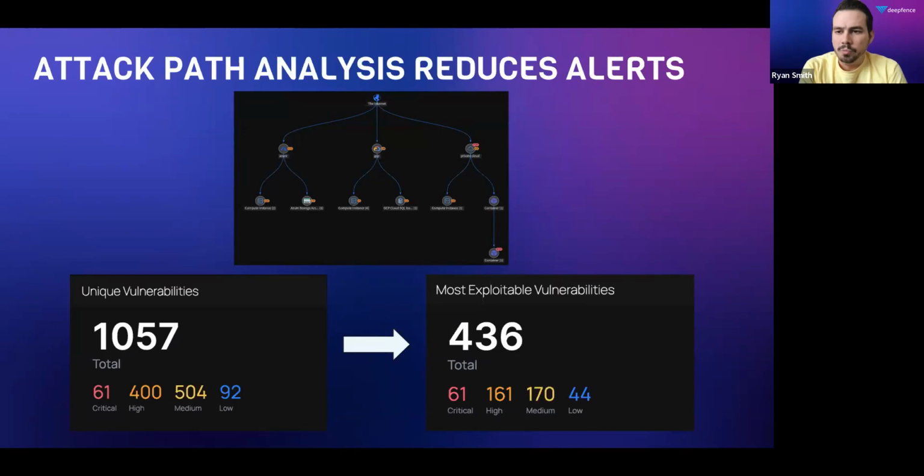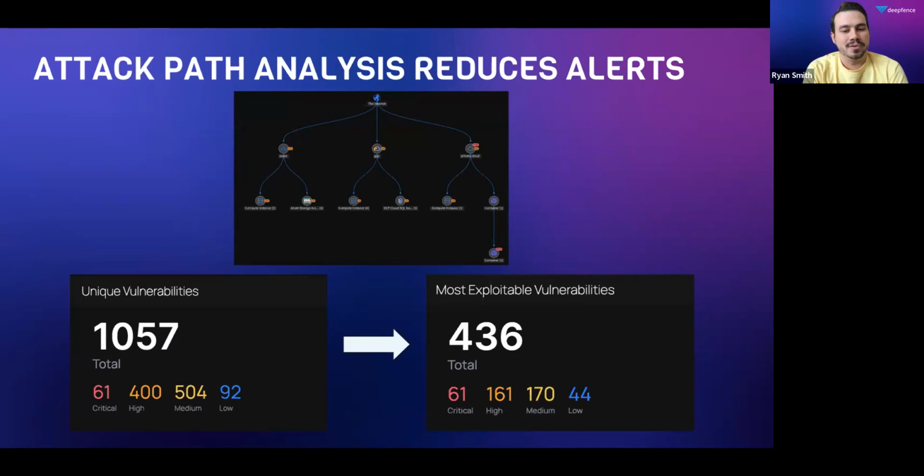So when we look at this threat graph, what this actually does for an environment is it takes, instead of all these instances of unique vulnerabilities that you might have, i.e.